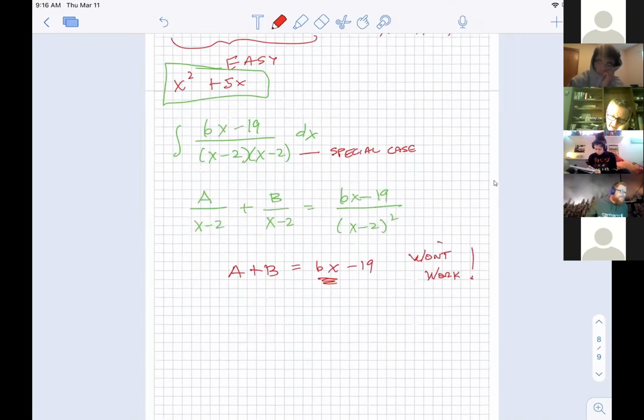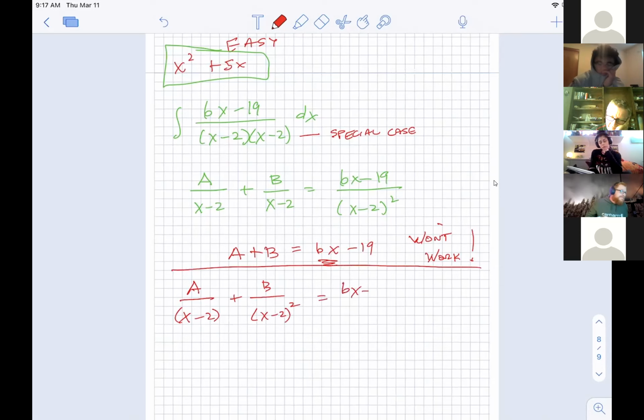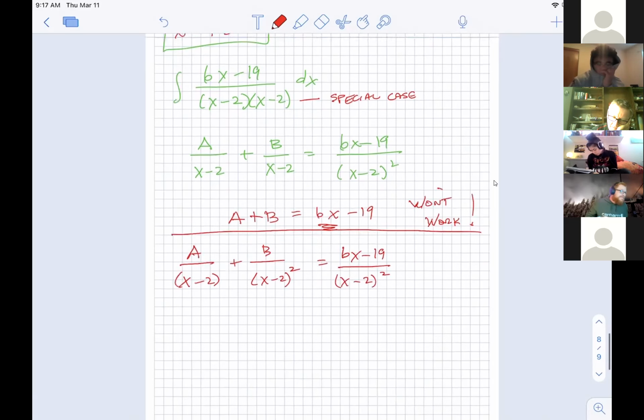What do you have to do instead? Well, here's one way out of it. In the interest of time, we don't have time to reason about this too much. Don't go x minus 2, go x minus 2 squared. Okay, let's try that. Can we get that to be equal to 6x minus 19 over x minus 2 times x minus 2?